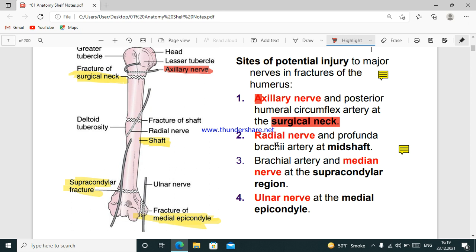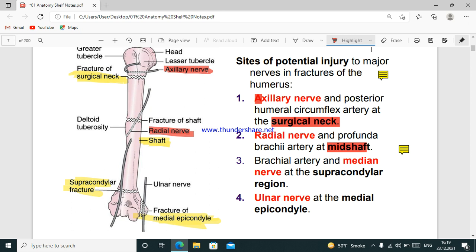And then the radial nerve and the profunda brachii artery at the mid shaft. The mid shaft is here. If the mid shaft is fractured, maybe the radial nerve will be damaged, because the radial nerve passes through the mid shaft. Then the brachial artery and the median nerve at the supracondylar region. What is the supracondylar? It is the supracondylar region.